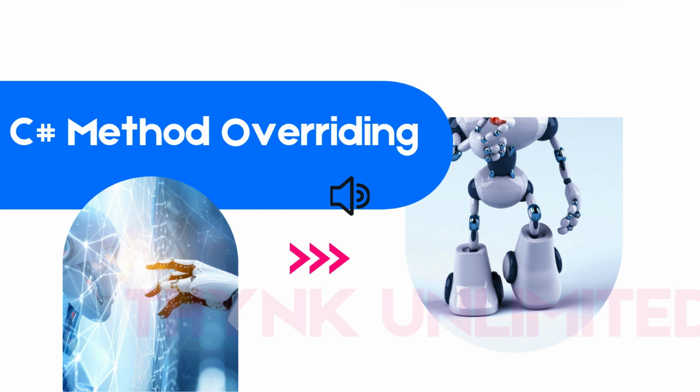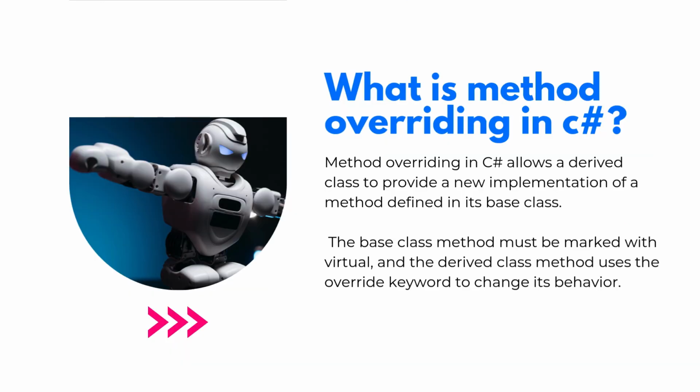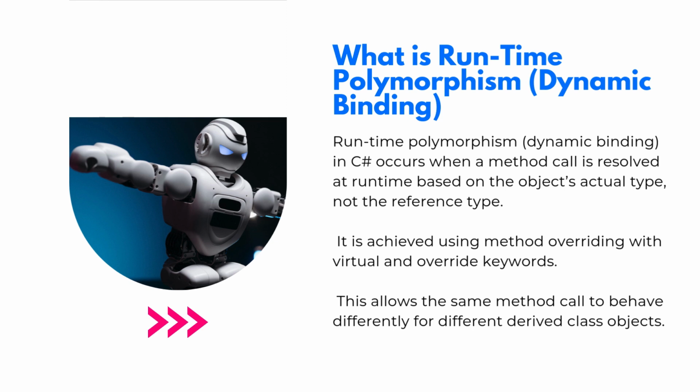C# method overriding. What is method overriding in C#? Method overriding in C# allows a derived class to provide a new implementation of a method defined in its base class. The base class method must be marked with virtual, and the derived class method uses the override keyword to change its behavior.